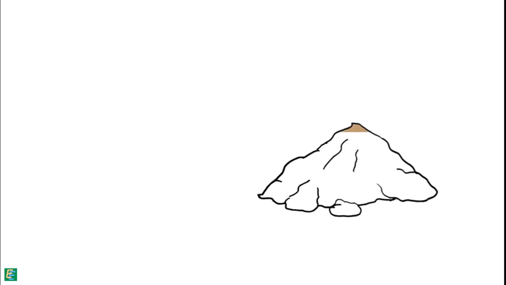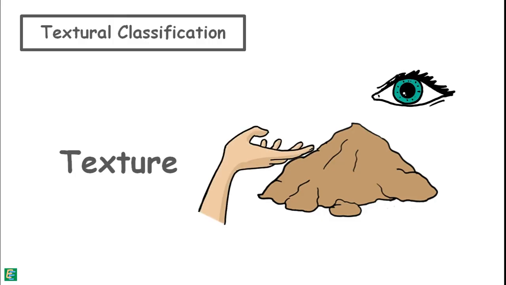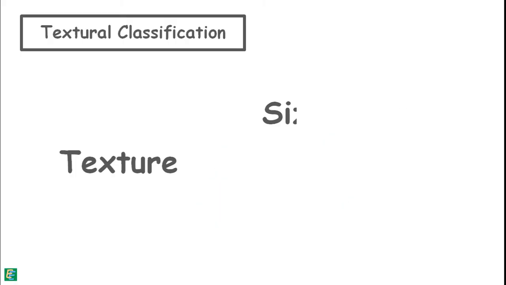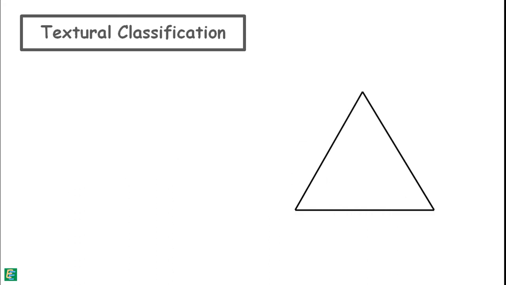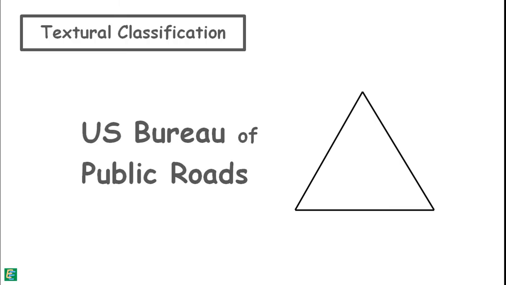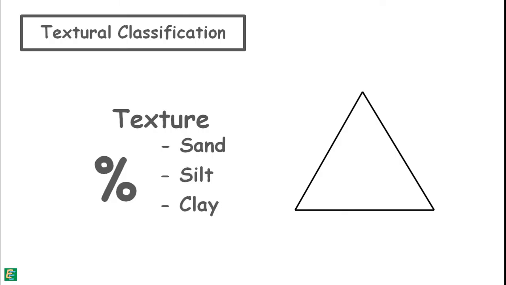Soils are also classified based on their texture. Texture of a soil means how a soil visually appears and feels. Texture is influenced by the size, shape, and gradation of soil particles in a soil. A triangular representation of textural classification system was suggested by US Bureau of Public Roads. In this system, the term texture is used to express the percentage of the three constituents of the soil, sand, silt, and clay, on the three sides of an equilateral triangle.